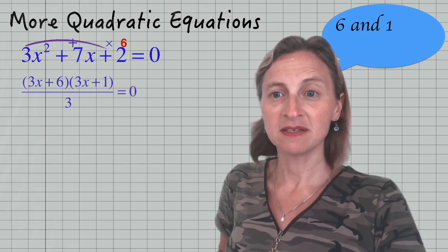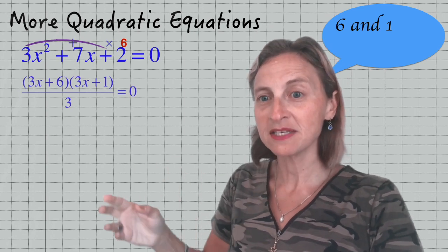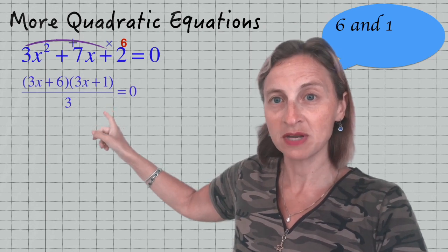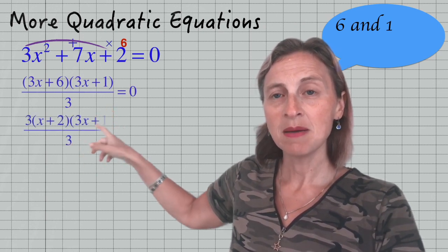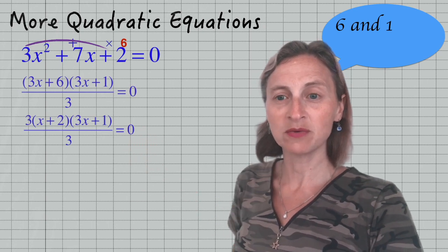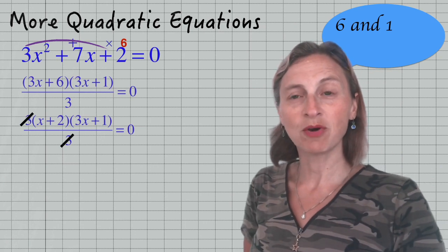So we're going to add into our brackets plus 6 and plus 1 because 6 plus 1 is 7 and 6 times 1 is 6. Then I need to factorise one or both of the brackets, in this case only the first bracket because 3x plus 6 has a factor of 3. So I'm left with 3 bracket x plus 2 bracket 3x plus 1 all over 3 equals 0. I can then cancel the 3's and then I write down what I'm left with.